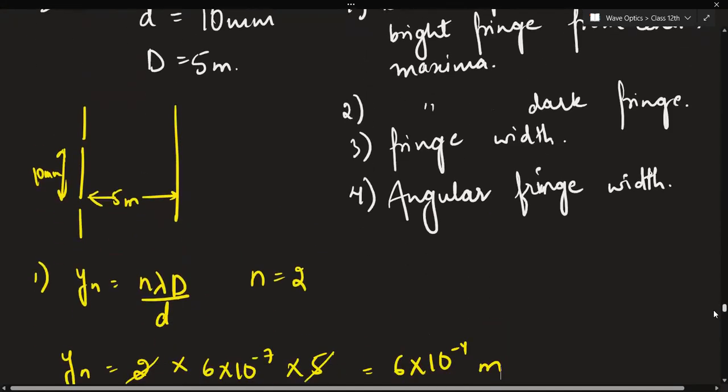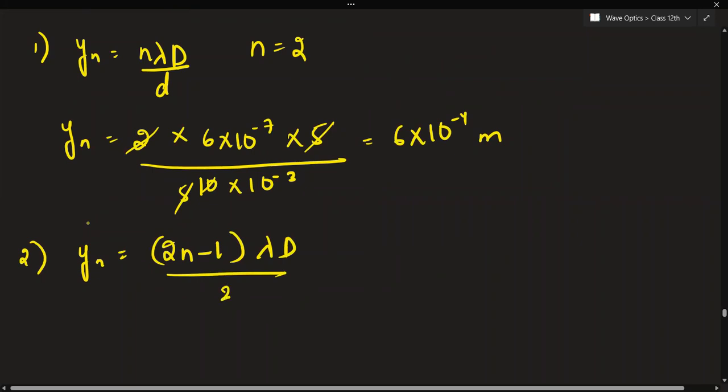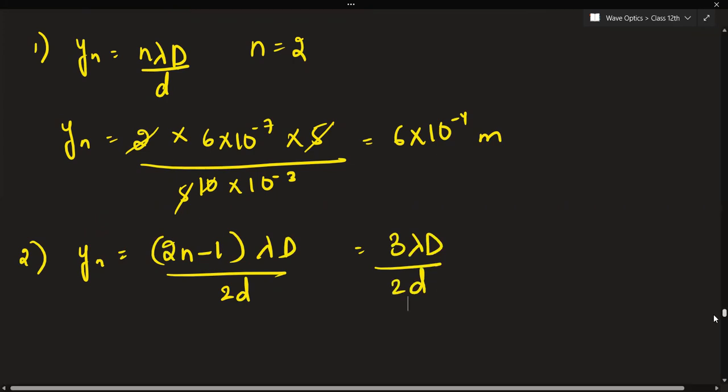Second question says the same thing for dark fringe. If you have to find it for dark fringe, then see yn. The difference will just be in the formula. It will be (2n minus 1) lambda capital D by 2d. This will be the difference that will arise. Right? So here you put n as 2. 2 into 2 is 4, 4 minus 1 is 3. So 3 lambda capital D by 2d. Put in the data, you'll get the answer.